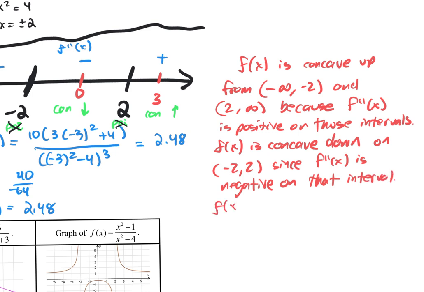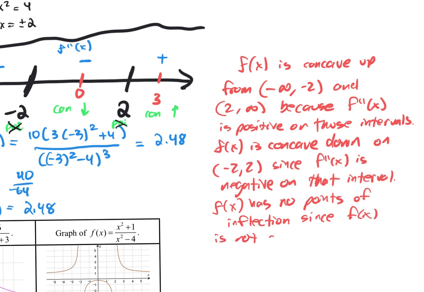And lastly, we want to state about the points of inflection that it has no points of inflection. Now again, our first 2 points there would lead us to believe that it does have points of inflection, that being the fact that it's certainly changed concavity. But the problem is that it has no points of inflection since f of x is not defined and therefore not differentiable at x equals -2 and 2. And we are done.